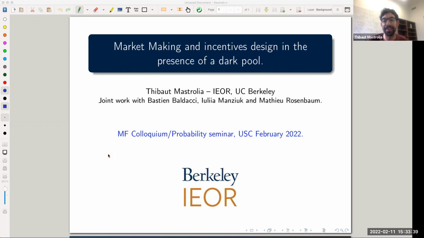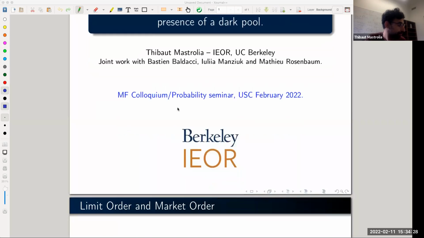I was balancing between doing something very finance, something very probability, so I will try to do both. I will recall some main words and aspects in finance, and also give some probability tools along this talk. This is joint work with Bastien Baldacci, Julia Manziuk, and Mathieu Rosenbaum, done at École Polytechnique two years ago. Now Bastien and Julia work in industry, and Mathieu is at École Polytechnique. I will speak about market making and incentive design in the presence of a dark pool. I will explain what I mean by market making, incentives, and what a dark pool is in financial markets. If something is not clear, especially in finance, do not hesitate to ask me a question. I will try to explain everything from alpha to omega.